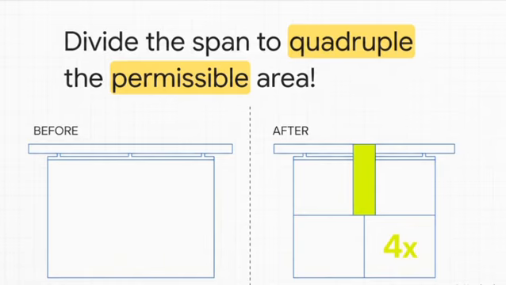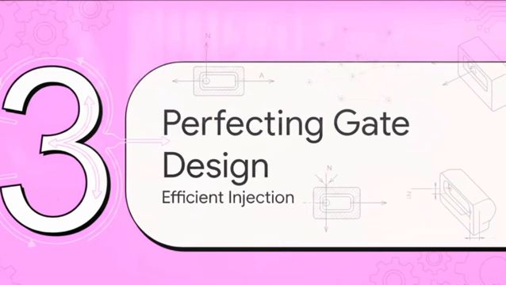And the source material reveals an amazing shortcut here. Check this out. If you place just 1 row of additional support pillars equally dividing the span in the ejector grid, you don't just double your capacity, you literally quadruple the permissible projected area. It is a massive structural gain from a relatively simple design addition.